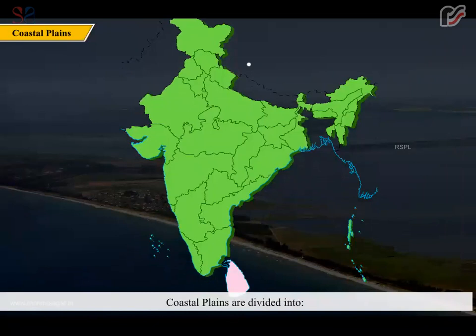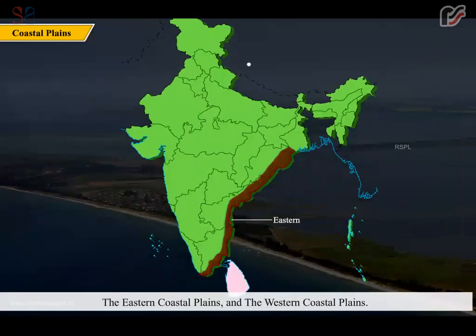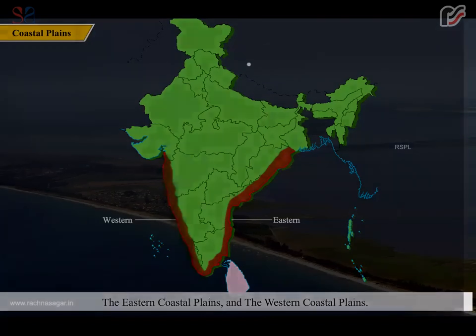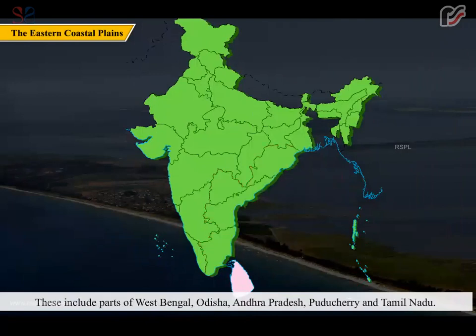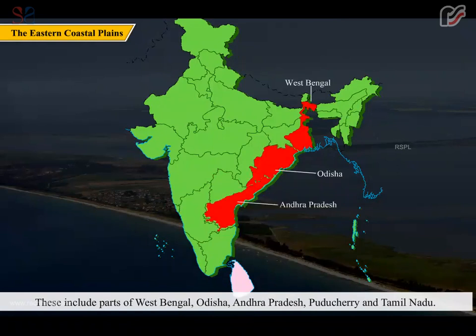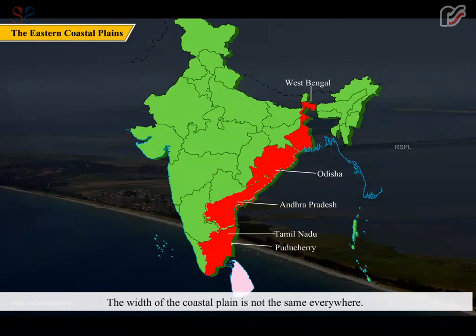Coastal plains are divided into the eastern coastal plains and the western coastal plains. The eastern coastal plains lie between the Eastern Ghats and the Bay of Bengal. These include parts of West Bengal, Odisha, Andhra Pradesh, Puducherry and Tamil Nadu. The width of the coastal plain is not the same everywhere. The average width is about 125 kilometers.